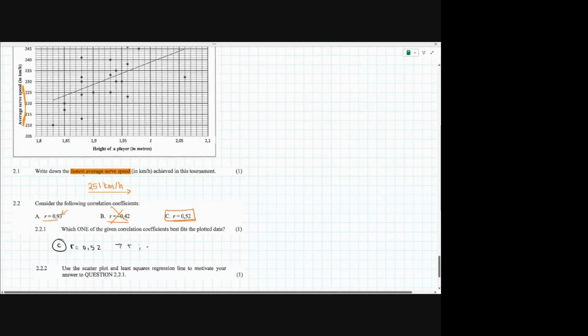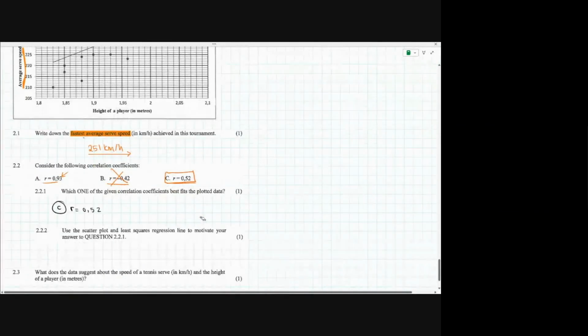And Ma'am, they actually ask the reason in the next question. Sorry. Oh, look at that. No, that's fine. I was thinking about this. I was like, I'm so sure I wrote down a reason. Okay, that makes more sense. Use the scatter plot and the least squares regression line to motivate your answer in question 2.2.1. Look at that. It's amazing what happens when we read.